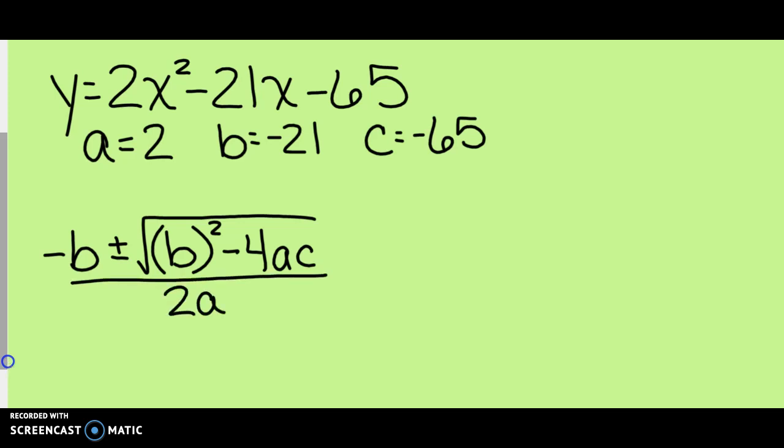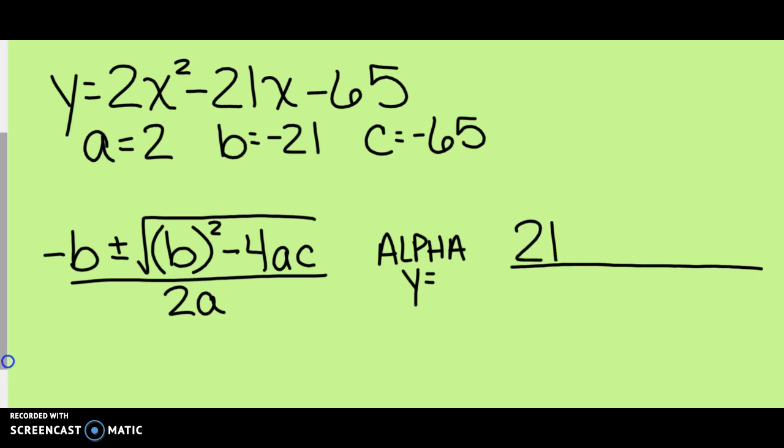So let's go plug some numbers in, okay? The opposite of B is 21, and you can do this in your calculator. Just make sure that you're in alpha y equals first, okay? So that you're in a fraction, all right? So now you've got a fraction in your calculator, and now you're going to do the opposite of B, which is 21, and we're going to do the plus part first. And then we're going to do the square root, and then you can put in B squared.